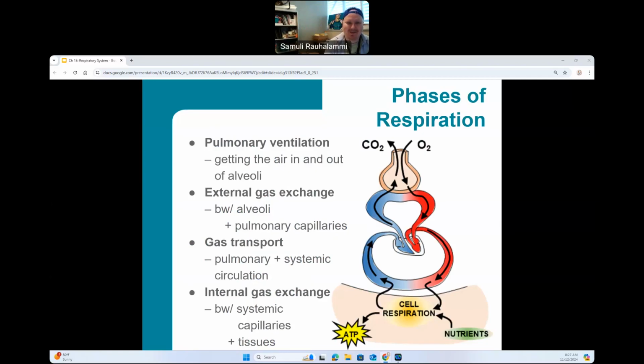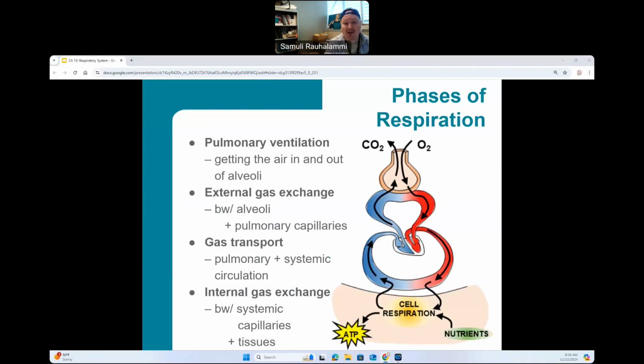We have a stage known as external respiration. This is where gas exchange takes place between the pulmonary blood and the alveoli. So oxygen is loaded into the blood and carbon dioxide is unloaded from the blood. So that's the first time that we see gases moving between the cardiovascular system and the other parts of the body. So external gas exchange.